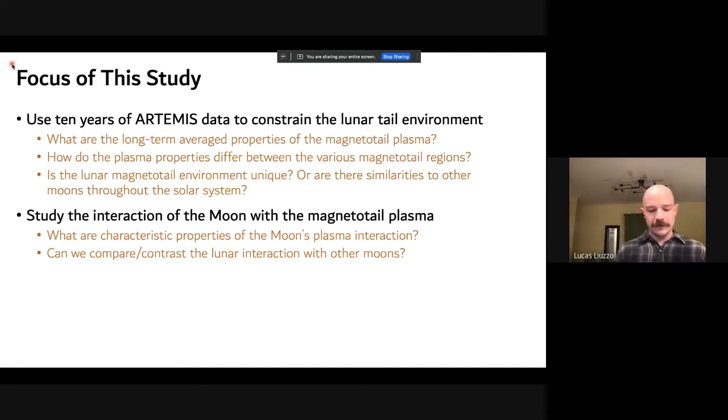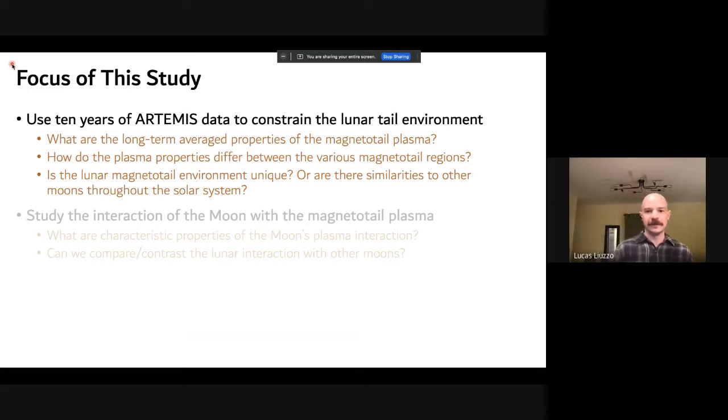The next step after understanding the more general properties of the Magnetotail plasma is to take some of those observations from Artemis and study how the moon actually interacts with that plasma population. So for example, what type of characteristic signatures do we see as the moon interacts with that Magnetotail plasma? And again, we can take that interaction and compare it to what we know from other moons and from other spacecraft, to see how the moon's interaction with Earth's Magnetotail plasma compares and contrasts to some of the other moons in the solar system.